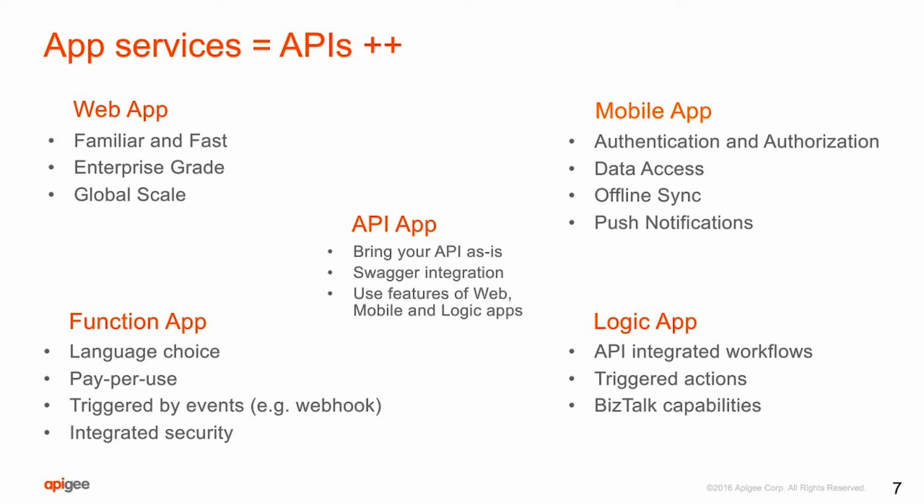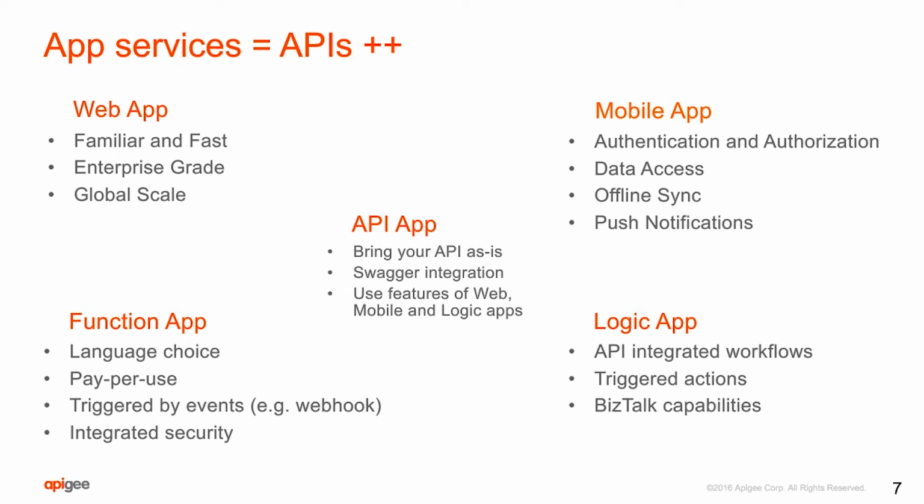And then an API app is kind of your option if you have an existing API and you want to bring it to the platform, you want really nice Swagger integration. You want to use some of the features of other apps inside your app services kind of environment. Then it's very easy from these API apps to kind of branch out into some of your other properties in that environment.